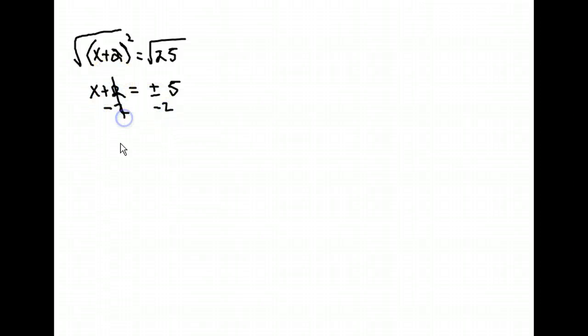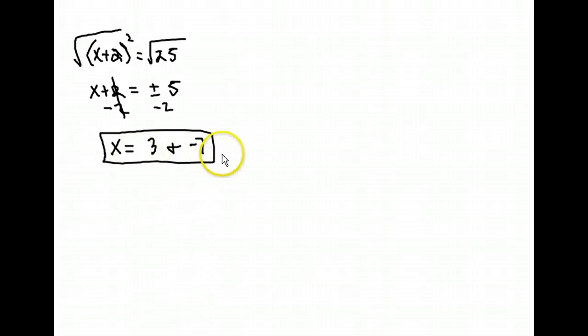So when you subtract 2 on the left side, you just end up with x. But on the right side, you have to deal with the plus 5 and the minus 5. So plus 5 minus 2 will give you 3. And negative 5 minus 2 will give you a negative 7. So your two answers are x is 3, and also x is negative 7.